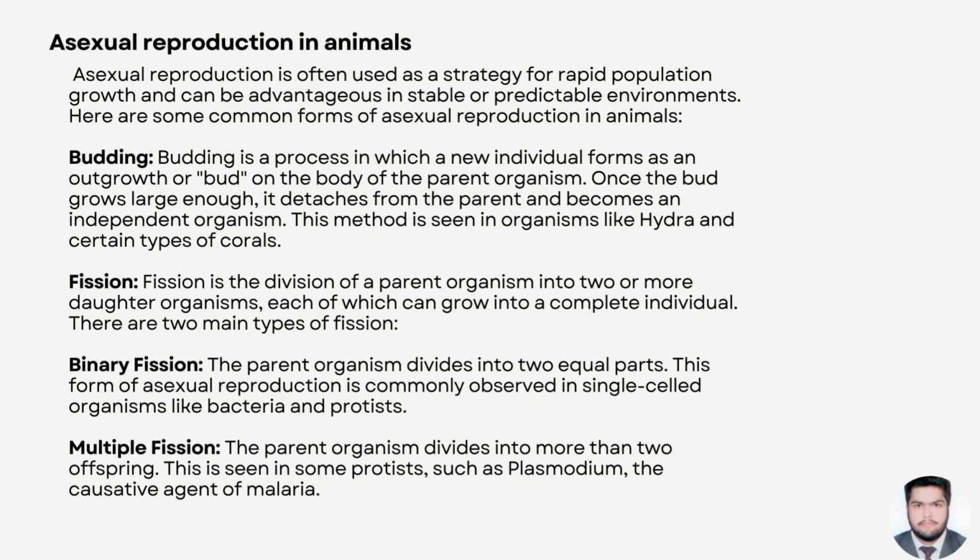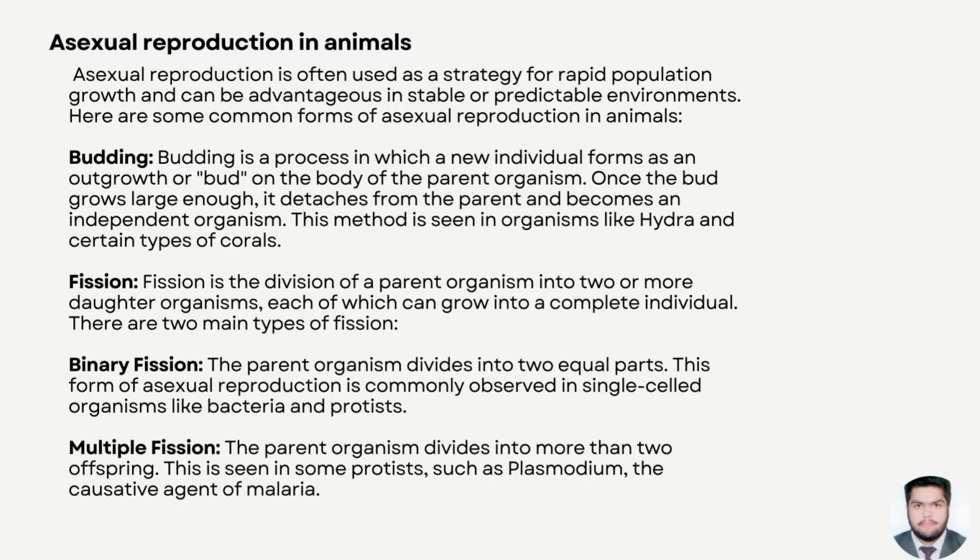Point 1, budding. Budding is a process in which a new individual forms as an outgrowth or bud on the body of the parent organism. Once the bud grows large enough, it detaches from the parent and becomes an independent organism. This method is seen in organisms like hydra and certain types of corals.